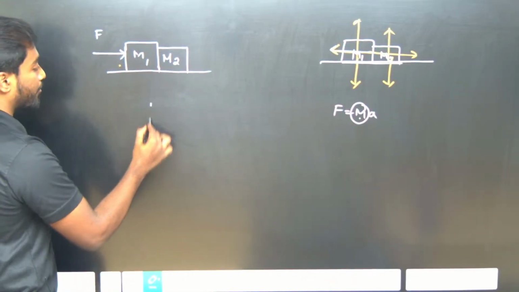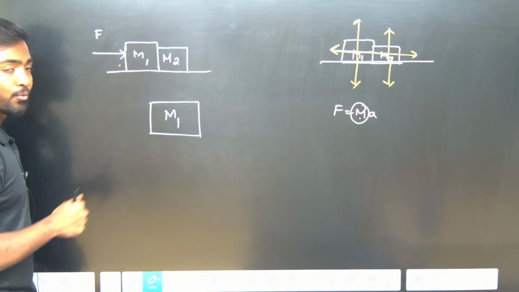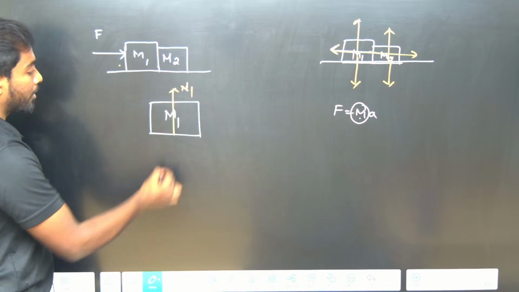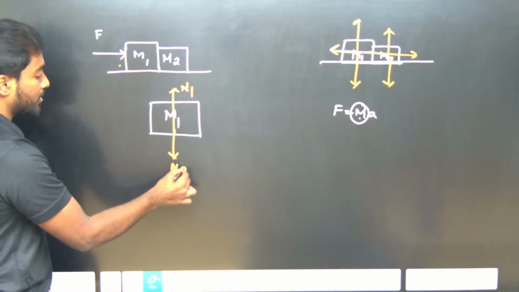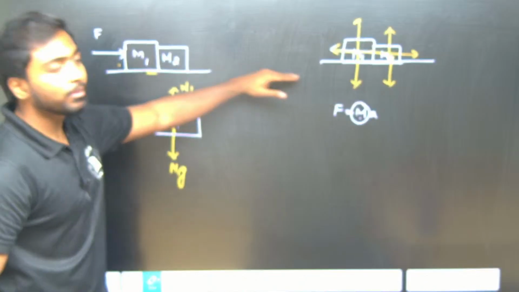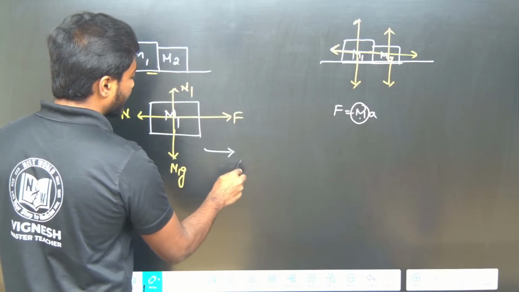So the free body diagram for m1. What are the forces? Normal force is there, that is N1, and weight is there, that is m1g. When I apply a force, the object is going along the surface, which means N1 and m1g will be equal, right? And another force is the normal force by m2, so this is N, and force F is in this direction, and the acceleration is in this direction.